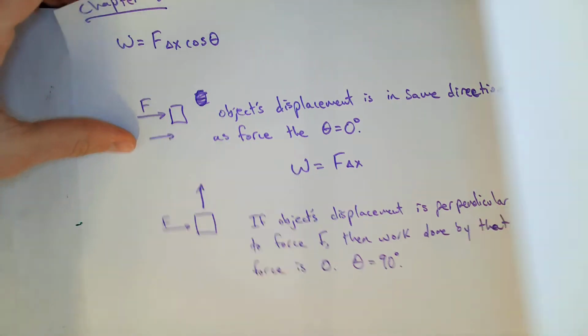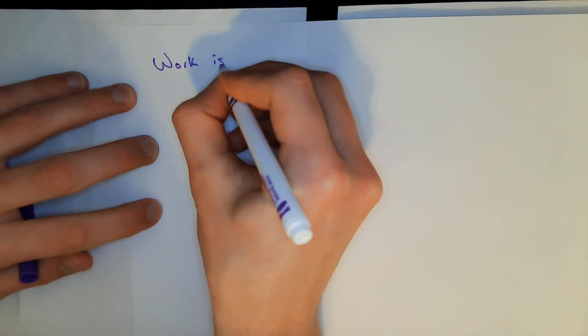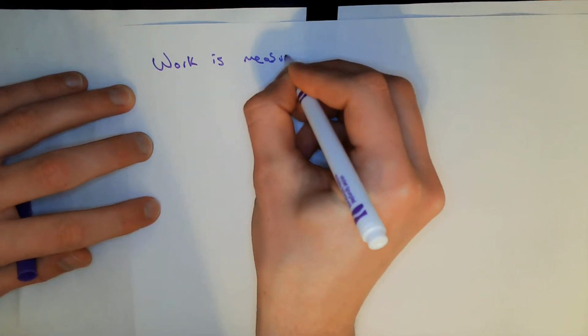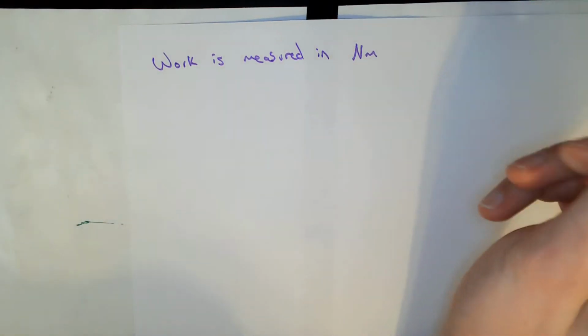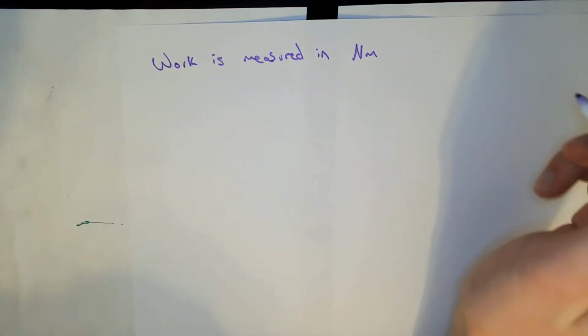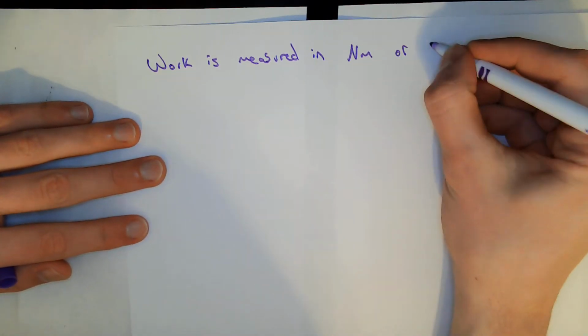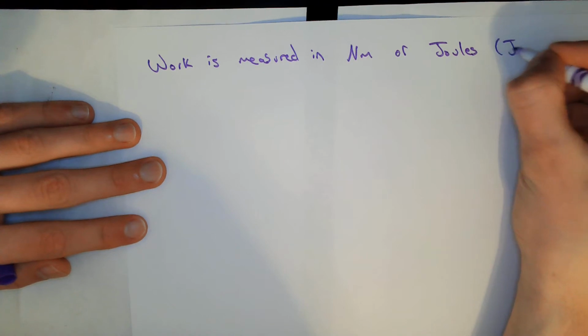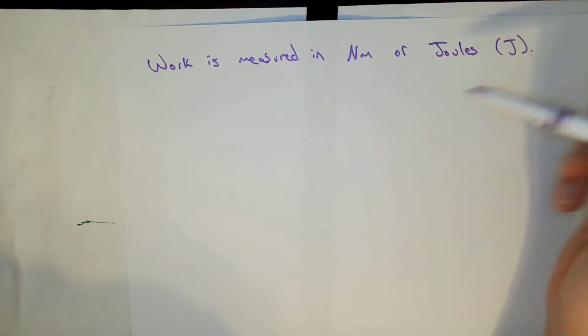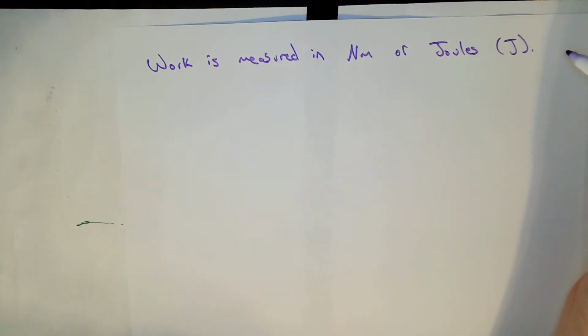A little bit more about the units here, just in case that wasn't clear. Work is measured in Newton meters, Newton times meters, right? Force times displacement, so Newton meters, or joules, just a new measurement, which we denote with a capital J. So more than likely you'll be seeing it written as joules.